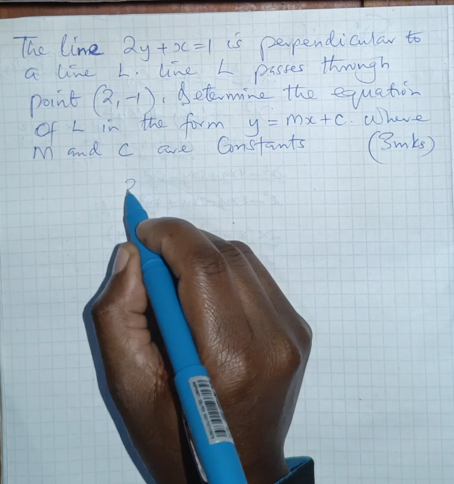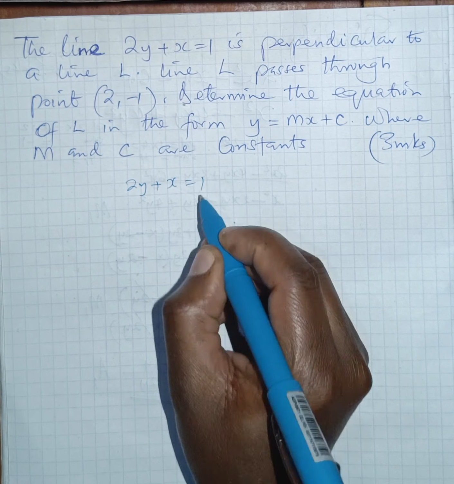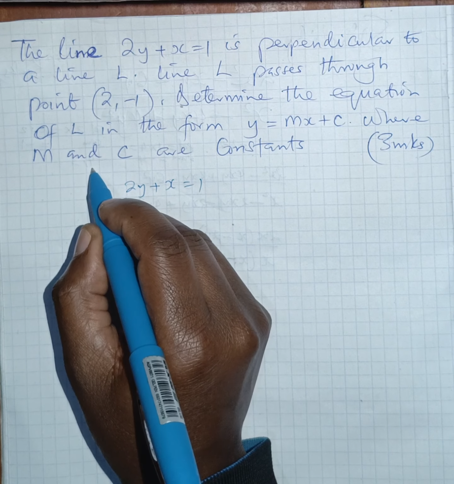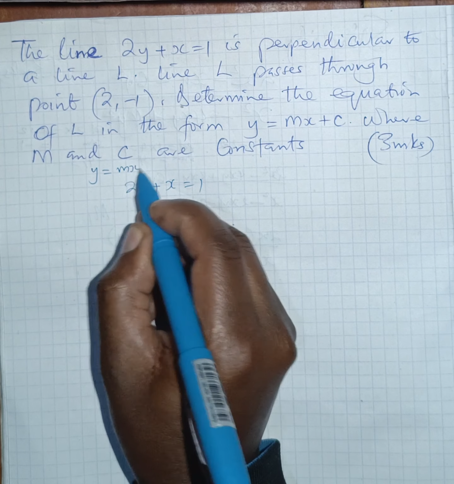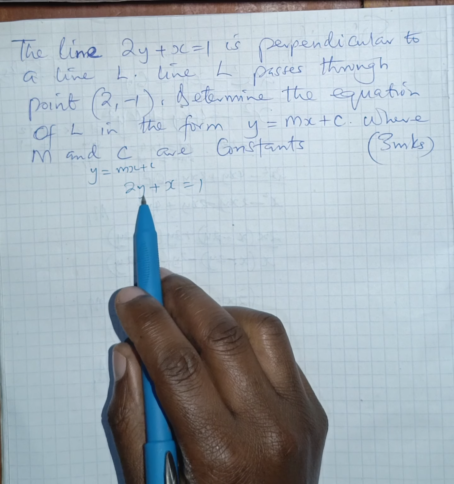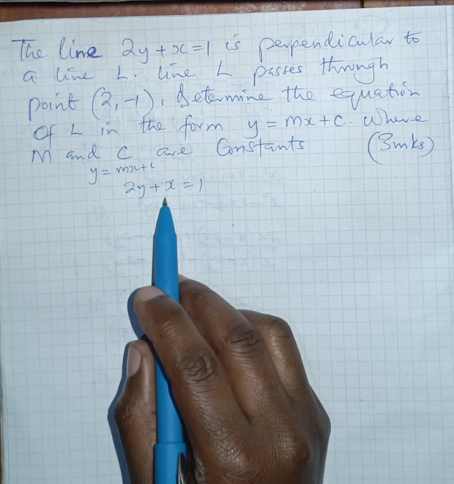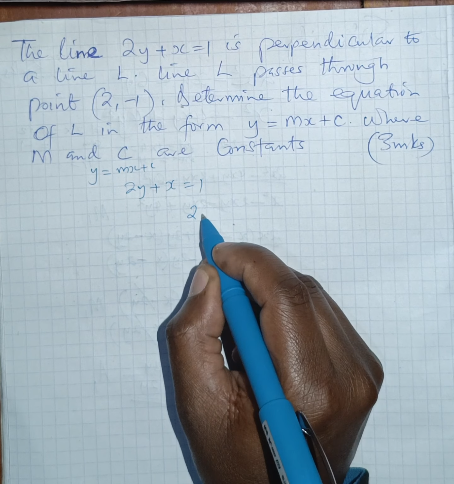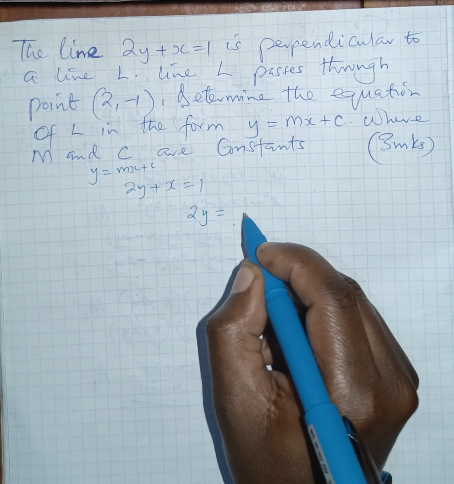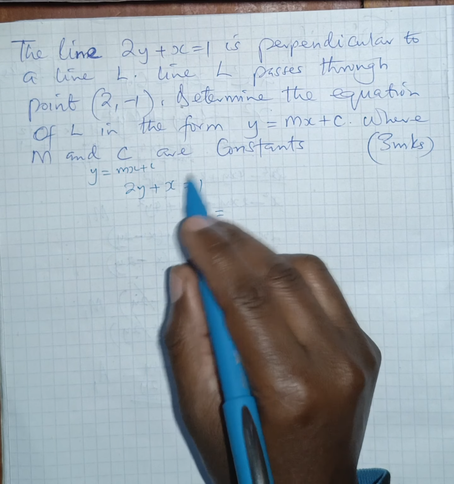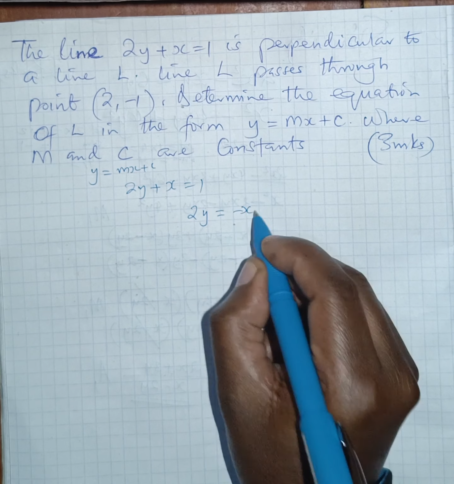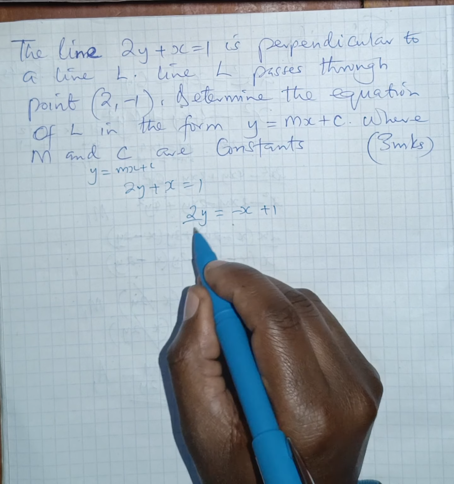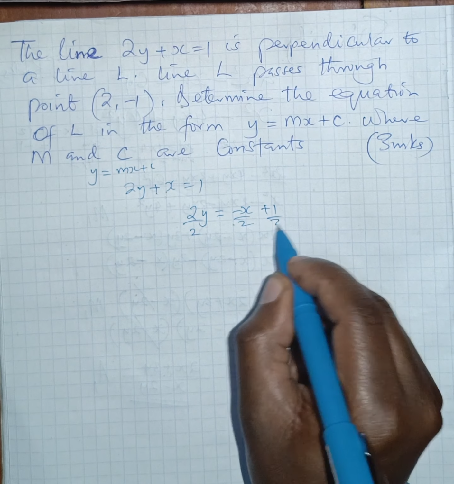So the line was 2y plus x equals 1. So I rewrite it in the general form of a straight line, which is y equals mx plus c. So I ensure that on this side, I'm left with y as the subject. So I get 2y equals, x will be taken to the other side. It will be negated because on this side it is positive, so -x plus 1. So I divide everything by 2.